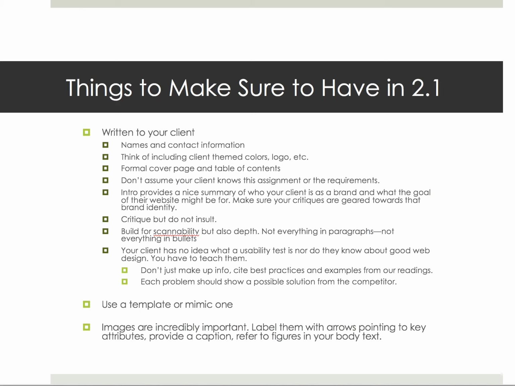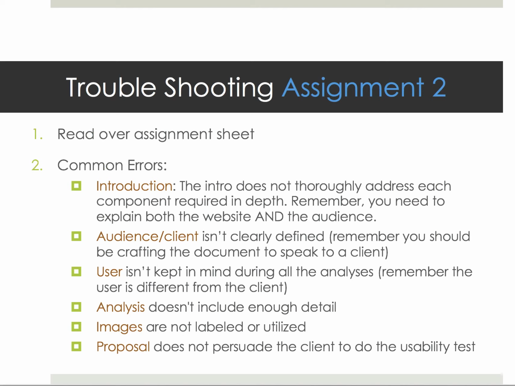And then be sure that images are clear, that they are labeled, that you use arrows pointing to key attributes, provide a caption, and refer to the figures in your body text as seen in figure 1, as seen in figure 2. Be sure that you're doing that. All right, and here's some troubleshooting for assignment 2.1, be sure you read the assignment, entire assignment sheet, including the rubric that is provided at the end.